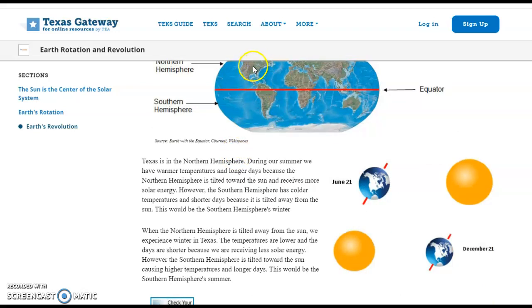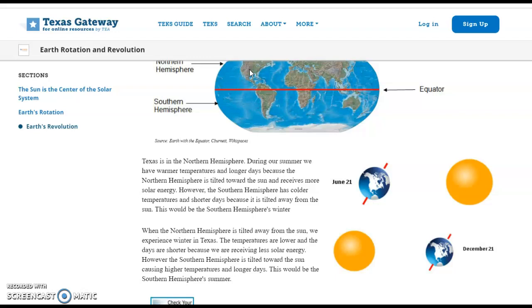During our summer, we have warmer temperatures and longer days because the northern hemisphere is tilted towards the Sun and receives more solar energy. However, the southern hemisphere has colder temperatures and shorter days because it's tilted away from the Sun. This would be the southern hemisphere's winter.